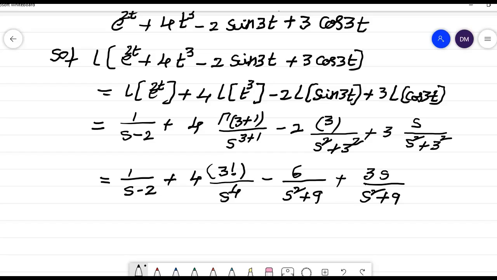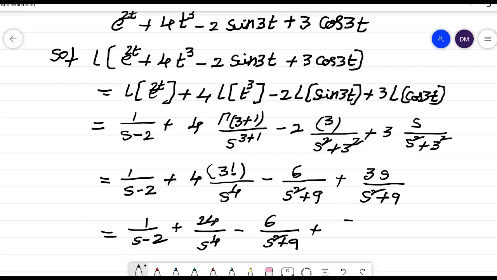So this is equal to 1 by s minus 2 plus 3 factorial, what is the value of 3 factorial? 6, na? 3 into 2 into 1 means 6. So 6 into 4 is 24 by s power 4, minus 6 by s square plus 9, plus 3s by s square plus 9. So this is the first problem under the Laplace transform.